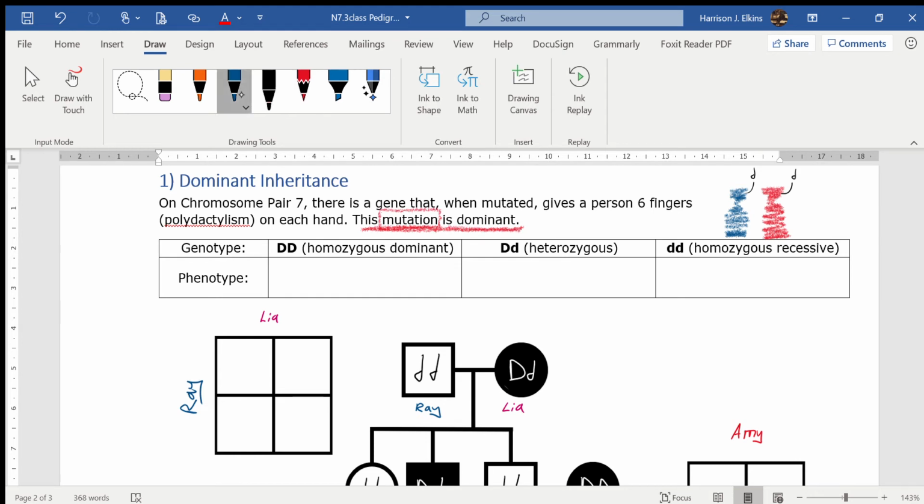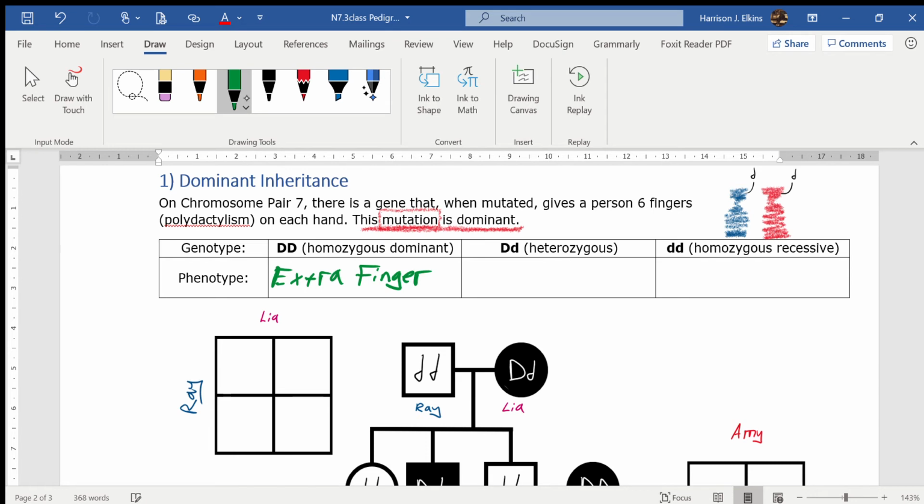So if we were to look at a person who has DD, big D, so homozygous dominant, would they have the disease or not? They would, because it's dominant. So this person would actually have extra fingers.